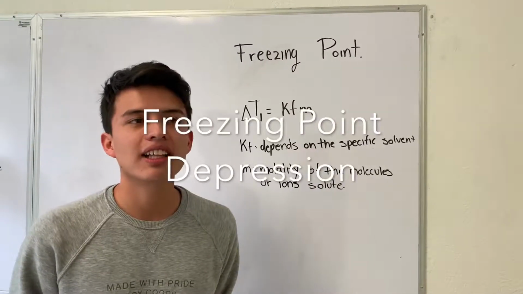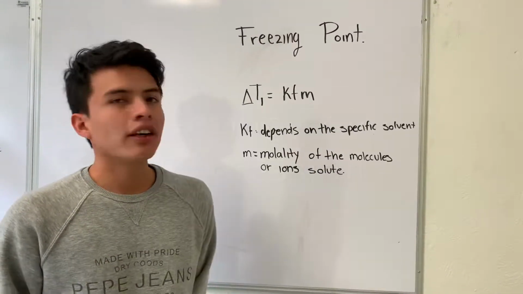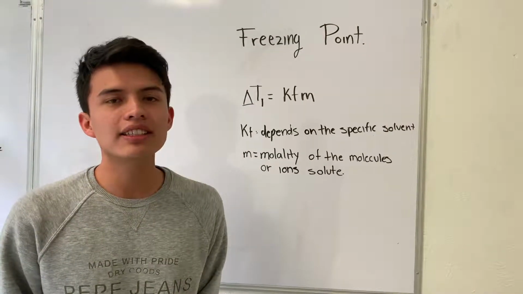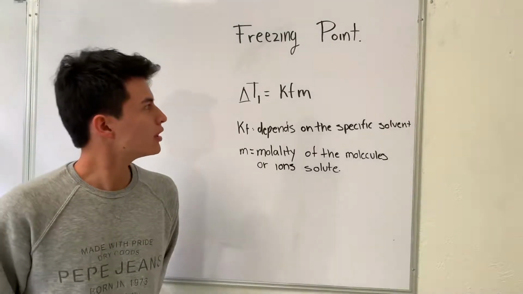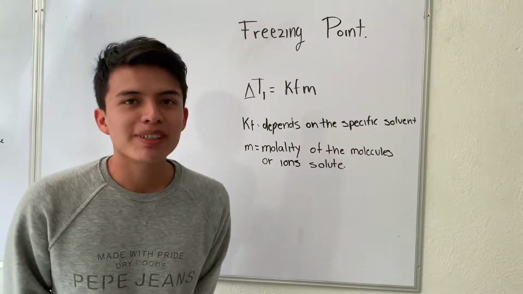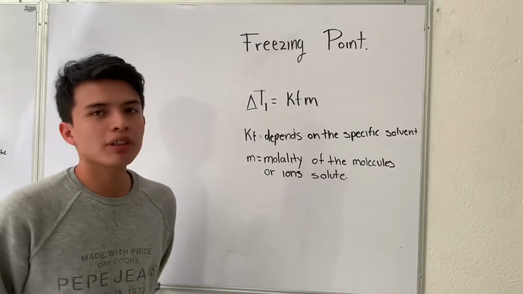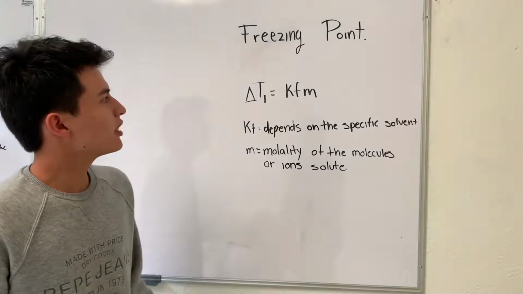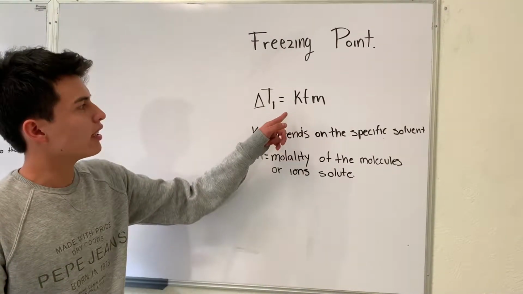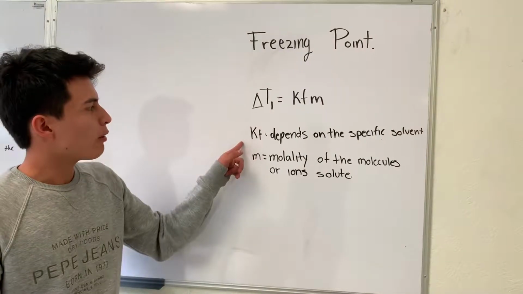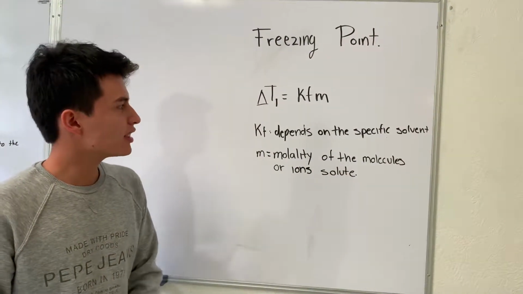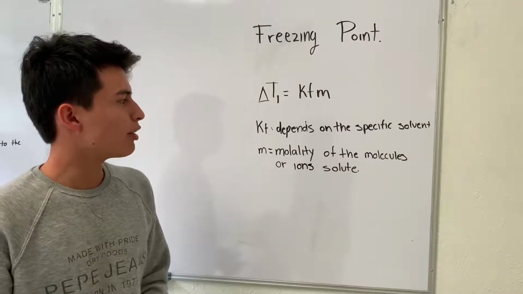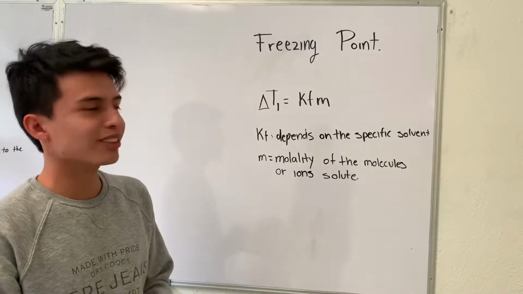For a solution with a liquid as a solvent, the temperature at which it freezes to solid is slightly lower than the freezing point. This phenomenon is known as freezing point depression. The lowering of the freezing point is given by Kf times m, where Kf is the constant which depends on the specific solvent, and m the molality of the molecules or ions of the solute.